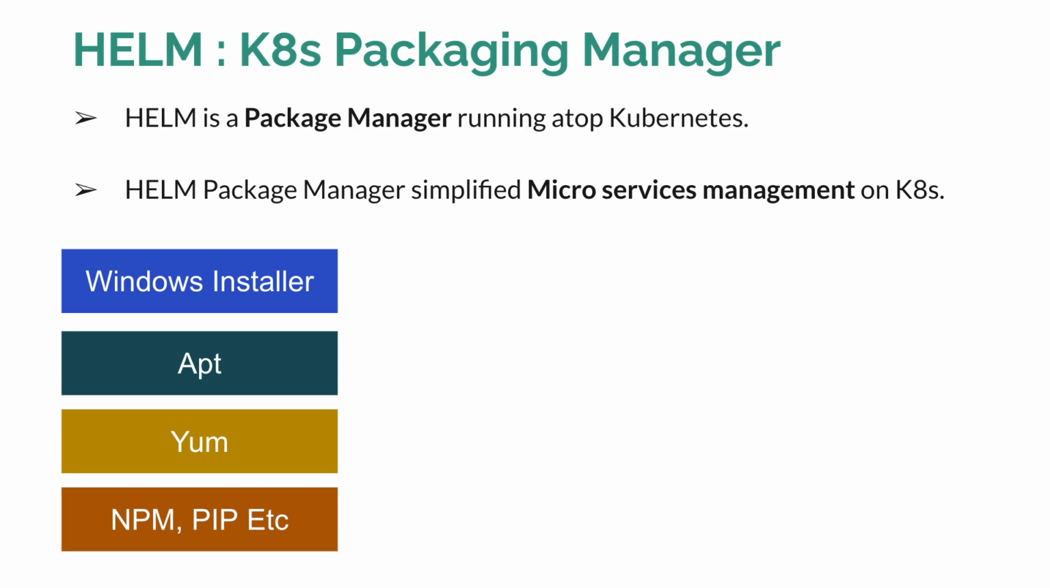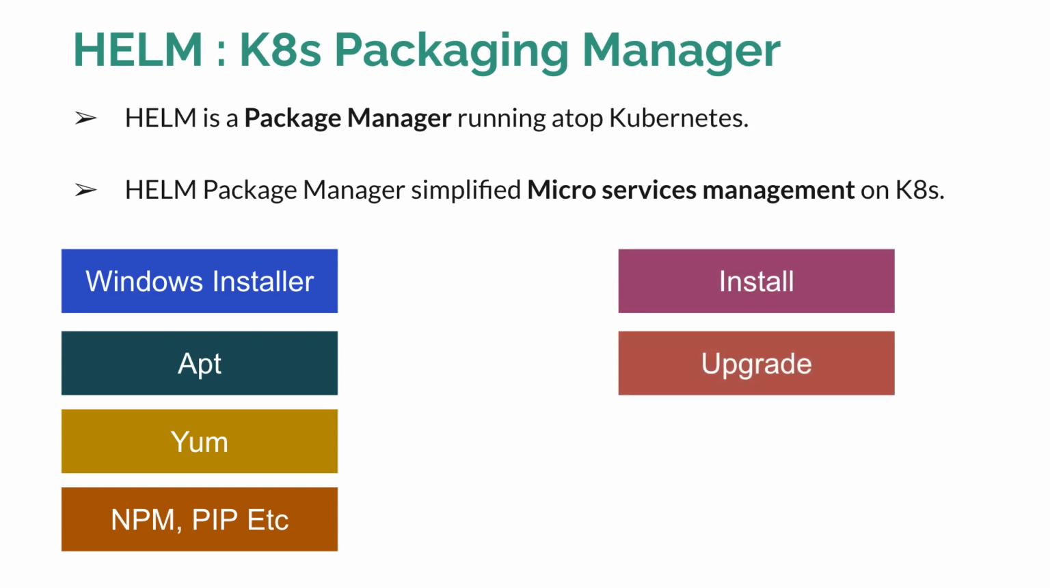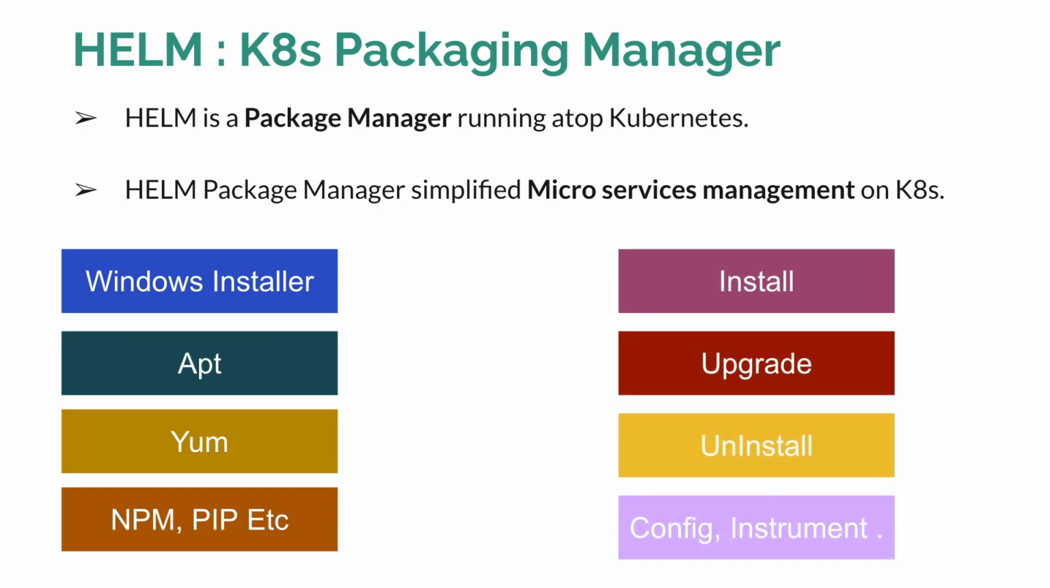So a package manager is something which helps you install the packages, upgrade the packages, uninstall the packages, configure the packages, and instrument the packages on a specific object. Like Windows Installer, apt, yum, npm, pip, they are package managers for different things. In a similar way, Helm is a package manager for Kubernetes. Using Helm, you can install things on Kubernetes, upgrade things, uninstall things, configure things. There are multiple operations you can do on Kubernetes using Helm.